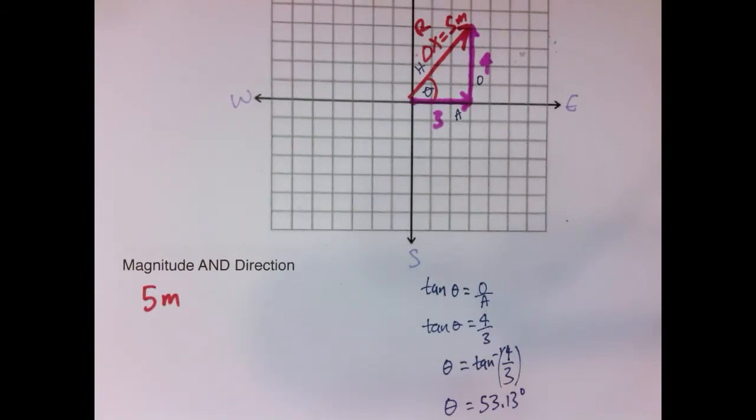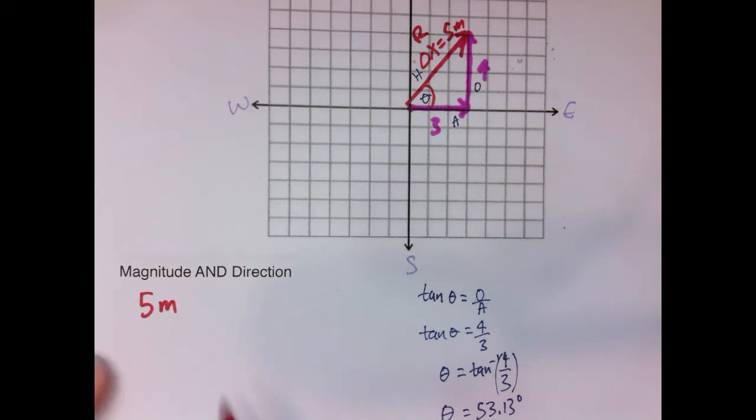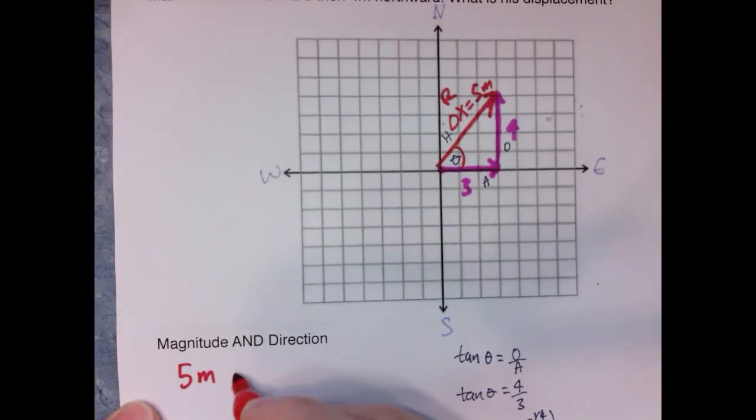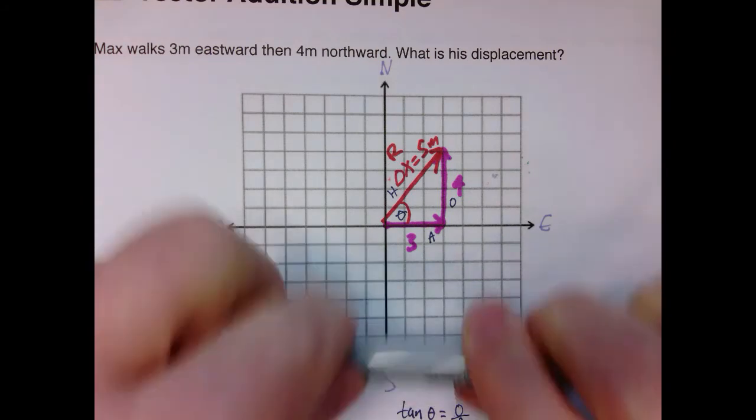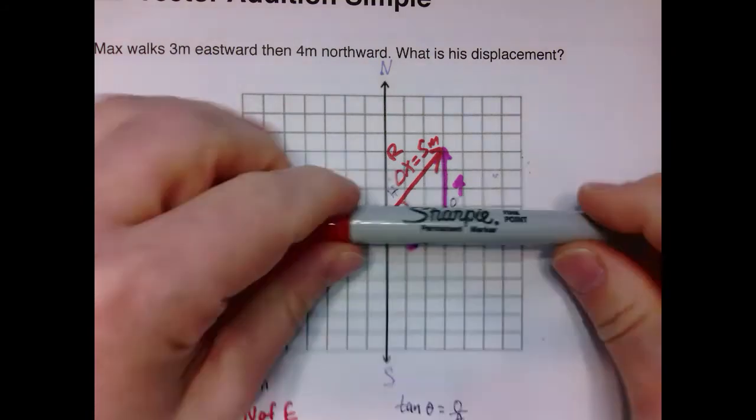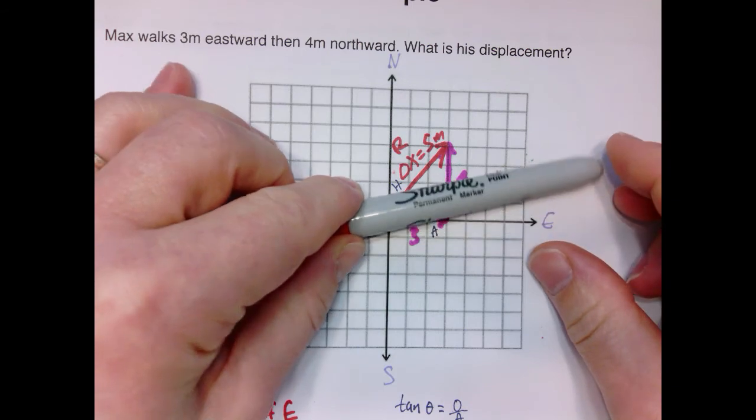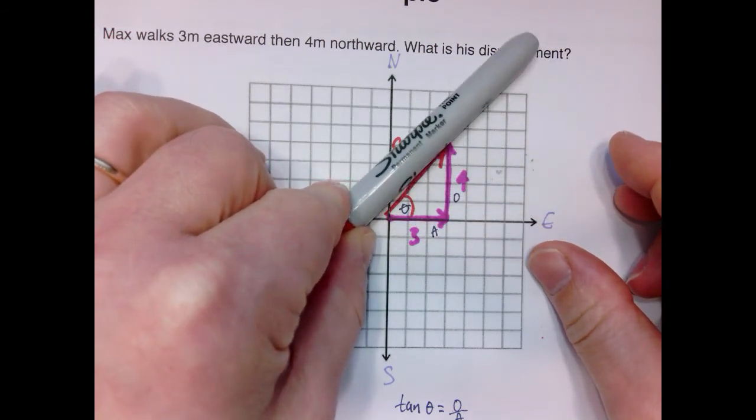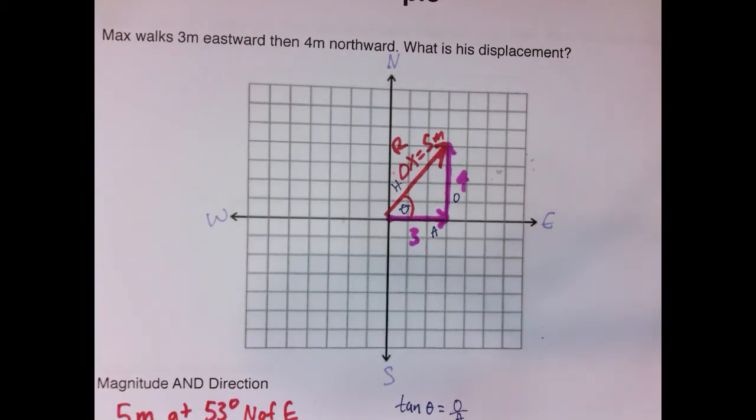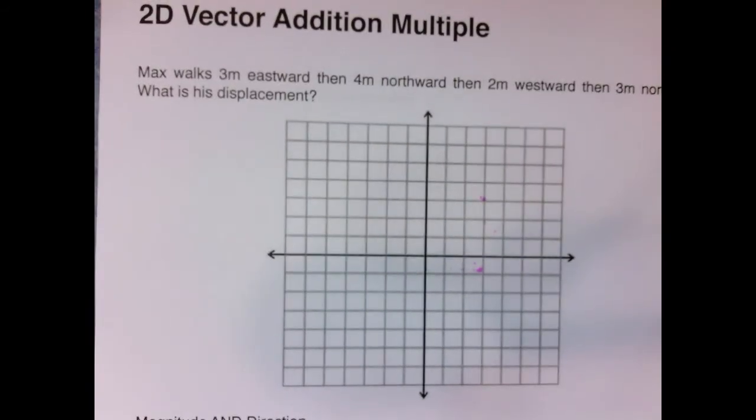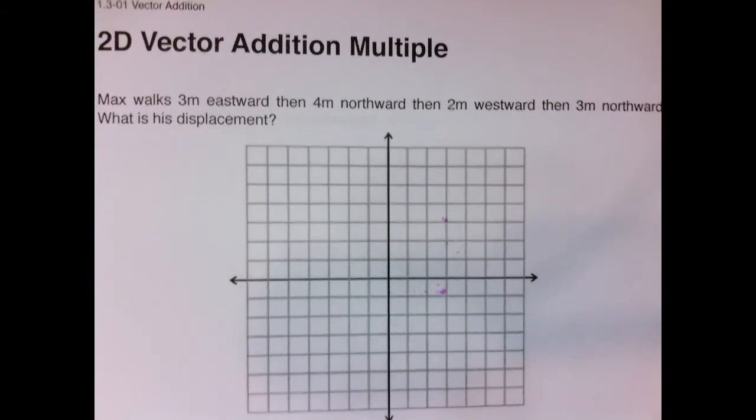So what we would say for our final direction is that it's 5 meters at 53 degrees north of east. And we describe it that way because if we were to sweep out this angle, we start pointing east and we would sweep out the angle headed northward from east. And that's about 53 degrees. So that's how we would find our resultant. 5 meters at 53 degrees north of east. Now let us consider a more complicated example where there are multiple vectors.